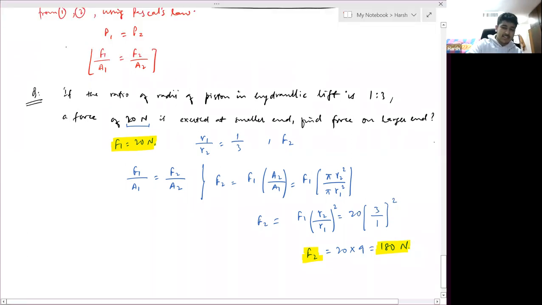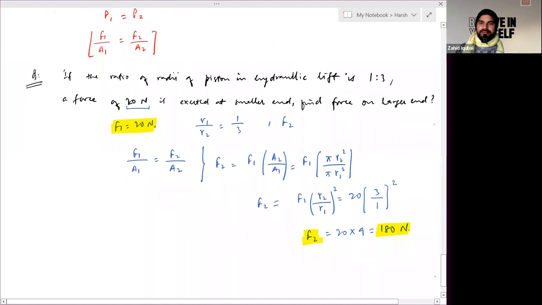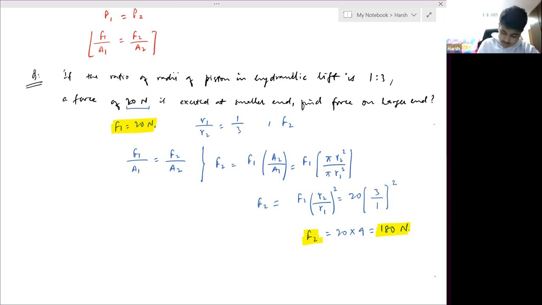Sir, I did till this part, F2 is equal to F1 by A2, I wrote that, but then I got some calculation errors. That's why I asked you. Okay, no problem. Done? Done, sir.